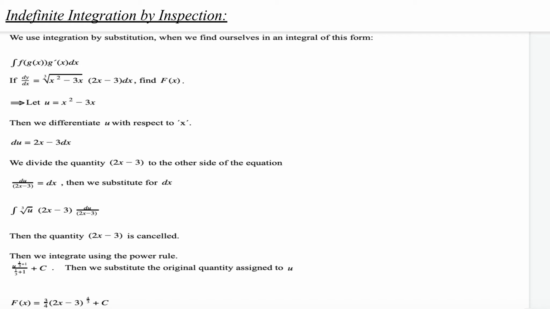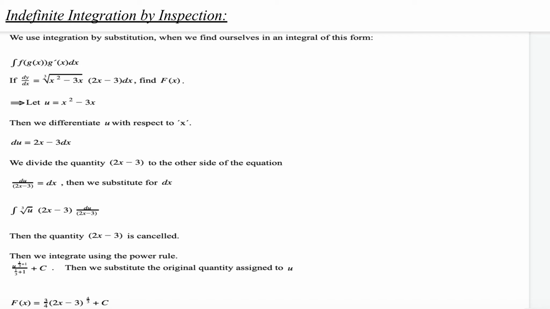So if we have the integral of a composite function f of g of x, and that is multiplied by the inner derivative of the composite function g, we need to use integration by inspection. Okay? And this situation right here outlines in principle what this mathematical demonstration is trying to say. So imagine we have dy dx, or the gradient function, equals a cube root of x squared minus 3x times 2x minus 3 differential x, and we are asked to find big F of x.